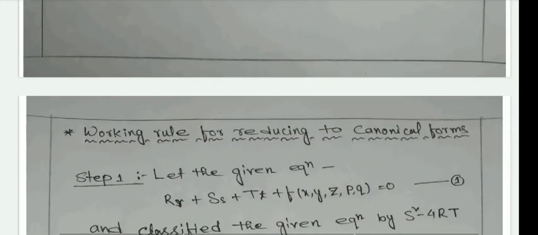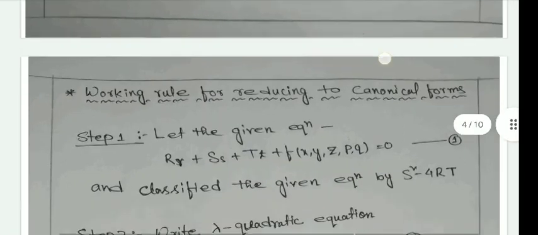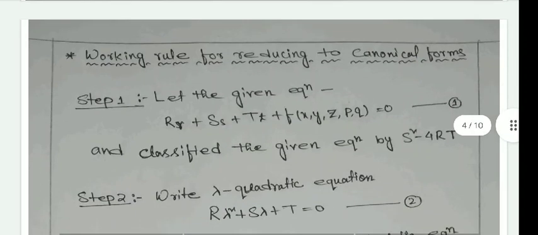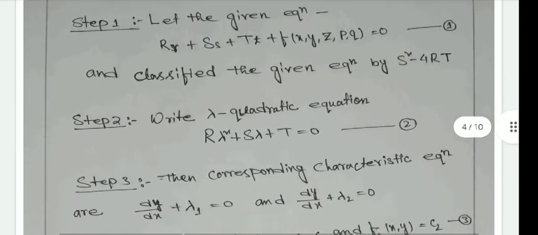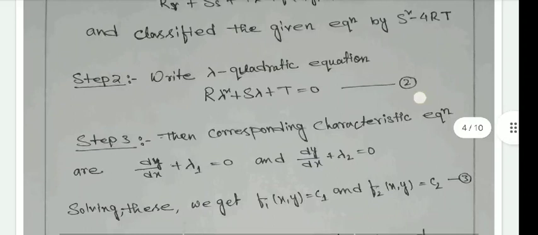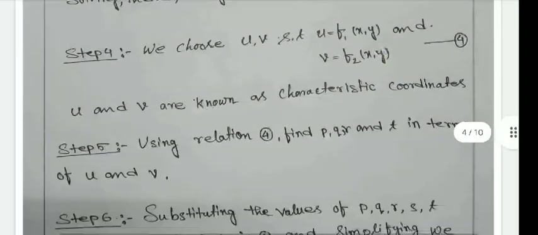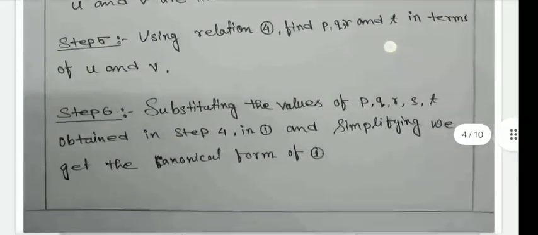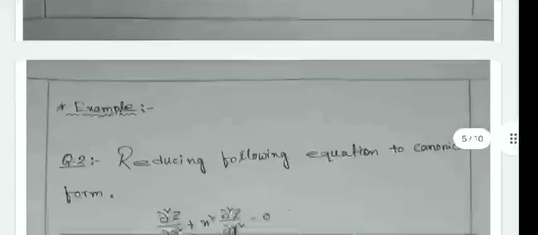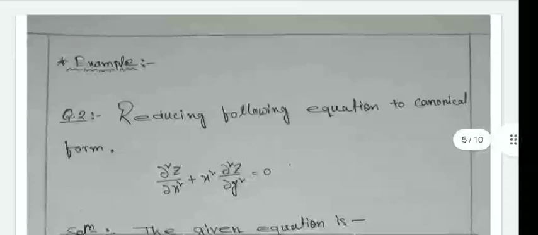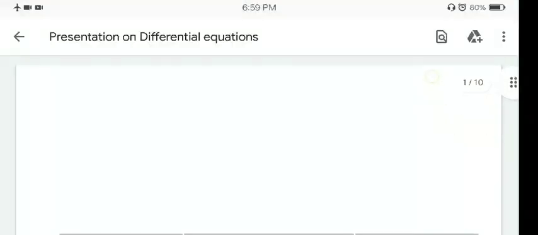And the working rule for reducing to canonical form. There are 6 steps. Here are the working rules: first step, second step and third step. With the help of the working rule, we are going to solve a problem. So here is an example: reduce the following equation to canonical form.